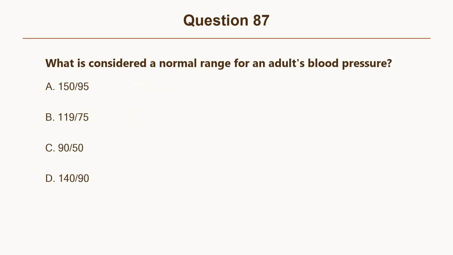Question 87. What is considered a normal range for an adult's blood pressure? Option A, 150/95. Option B, 119/75. Option C, 90/50. Option D, 140/90. The correct answer is option B, 119/75.